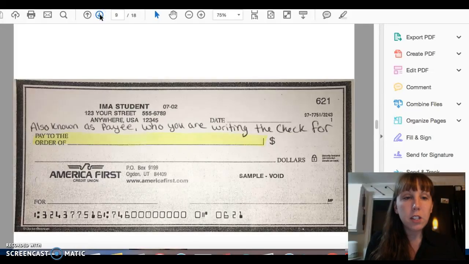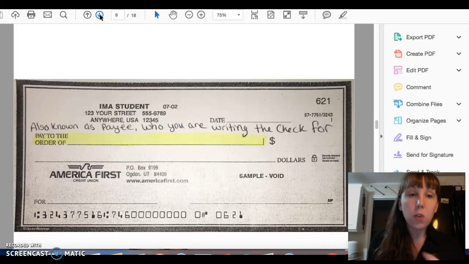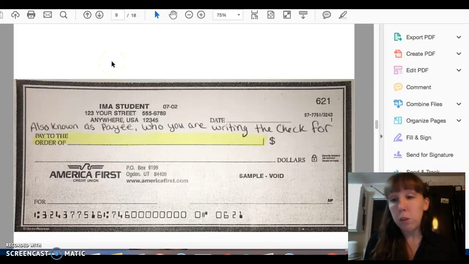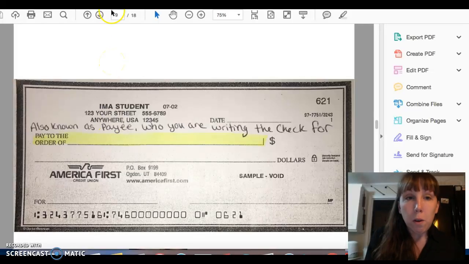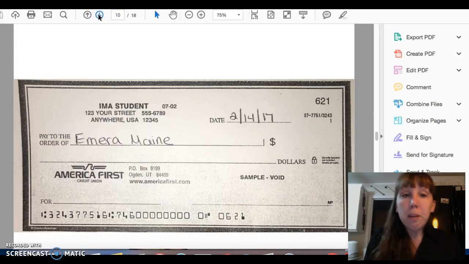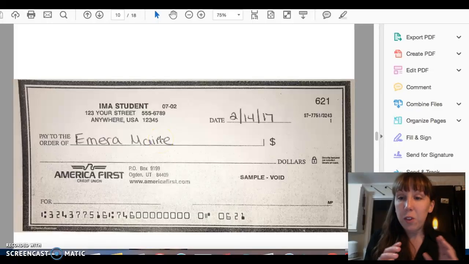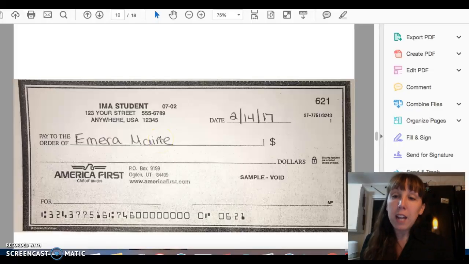Okay. Next we're going to talk about where we write who we're paying this to. This is the pay to the order of line. It is also known as the payee. So this is who you're writing your check to. My example is going to be for Emera Maine, which is my electric bill. So my payee will be Emera Maine. Okay? And so that's who it's going to be paid to.